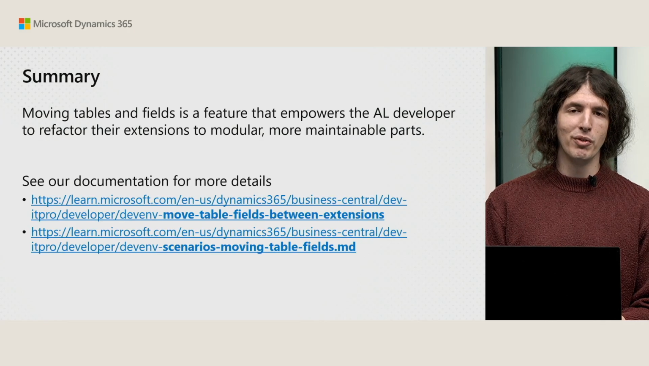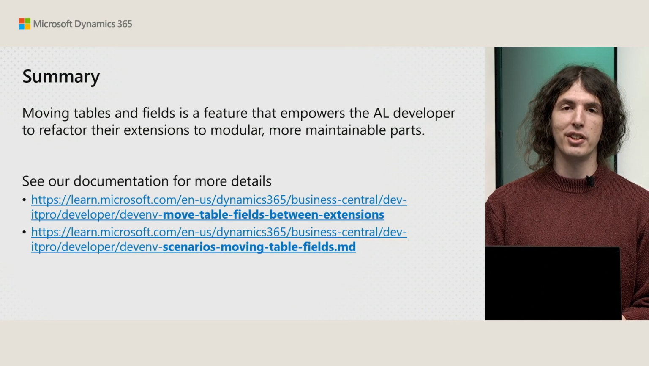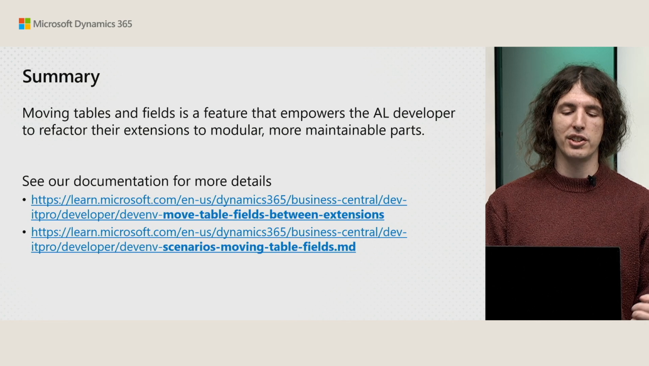In summary, moving tables and fields is a feature that empowers the AL developer to refactor their extensions into modular, more maintainable parts. You can read more details about this feature in our documentation, in the links you will find in the description below this video.